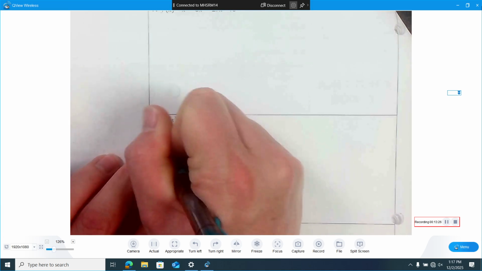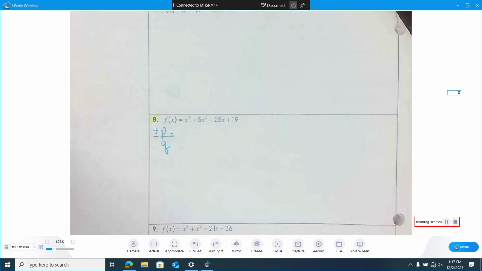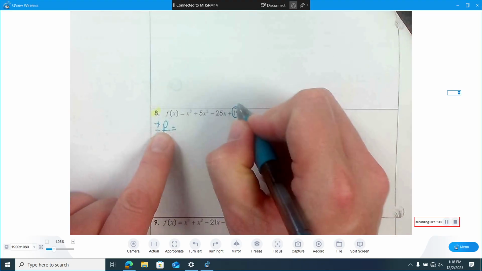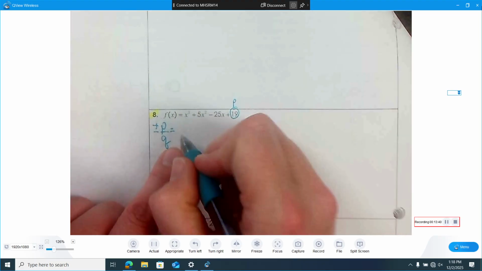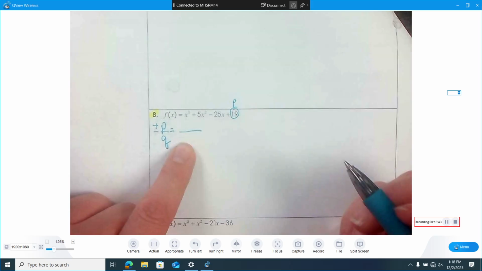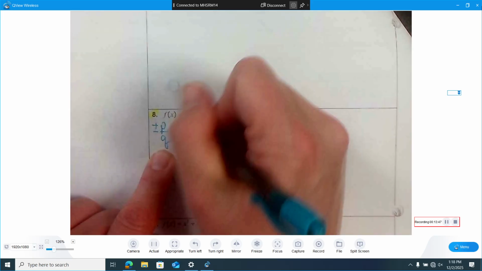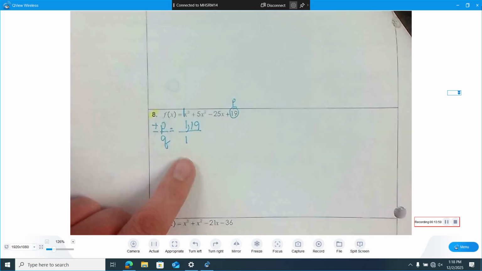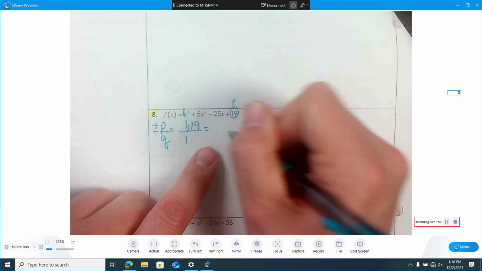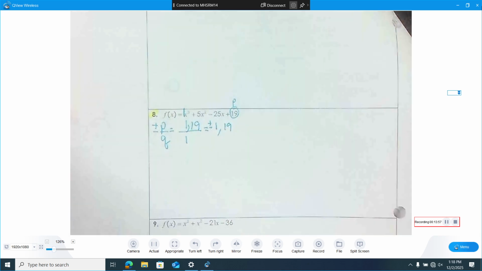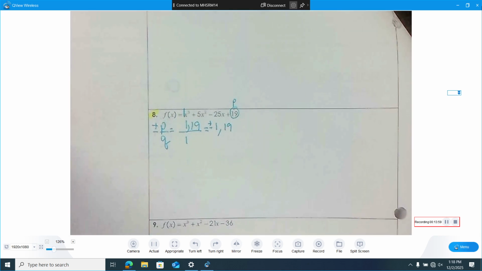All right, I can do my little plus or minus list of P over Q's on this one. What is my P term? No. 19. P is the constant term. And so what are my factors of 19? Yeah, 1 and 19. No others there. What's my Q term? Yeah, the Q is the 1 in front. There's just 1 for that. And so our list of possible factors would be 1 over 1 and 19 over 1. Yep, so plus or minus 1 and plus or minus 19.